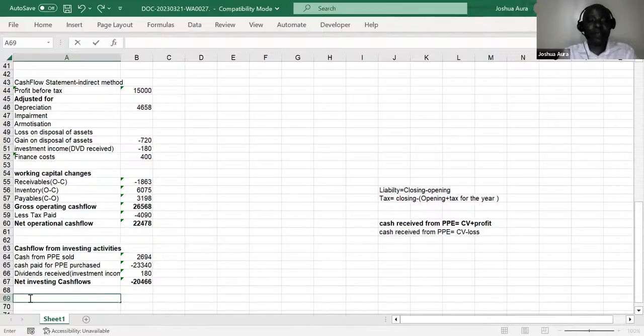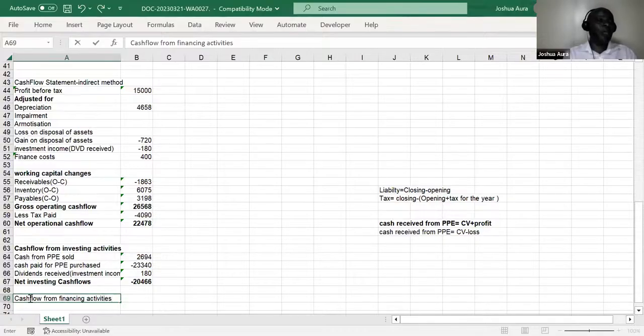Cash flow from financing activities. So now, ladies and gentlemen, when you talk of financing activities, what should I think about? Very easy stuff. What should I think about? Very, very easy stuff. So the stuff that I should think about here, financing activities, this is how you handle it. Financing, I've been financed.